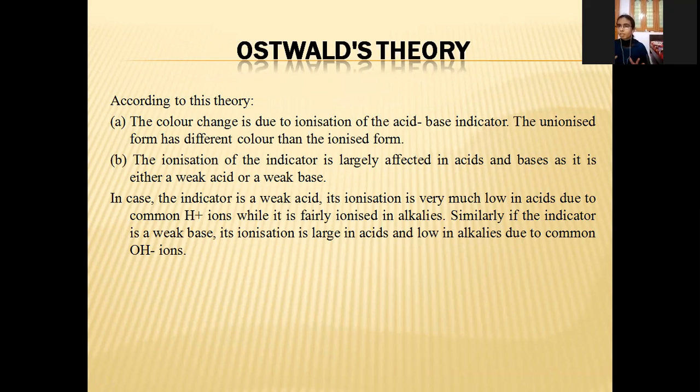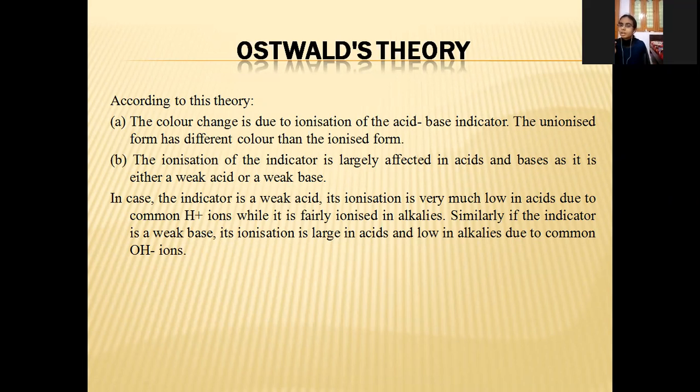How we can find out the endpoint is mainly dependent upon the color change. The color change is due to the ionization of the acid-base indicators. The unionized form has a different color and the ionized form has a different color. This theory has been introduced by the scientist named Ostwald.